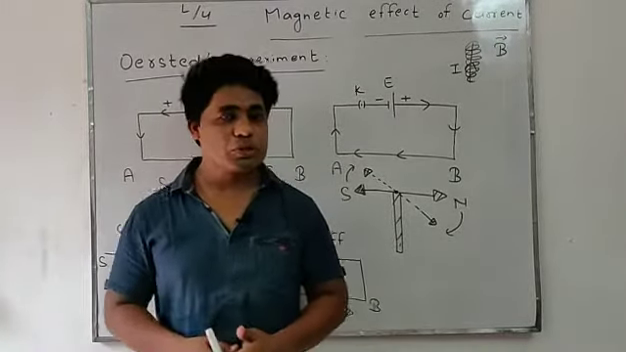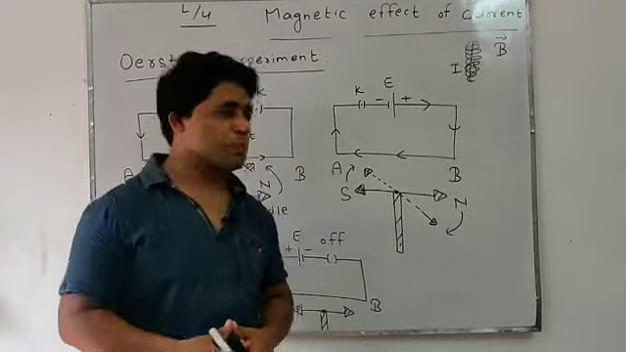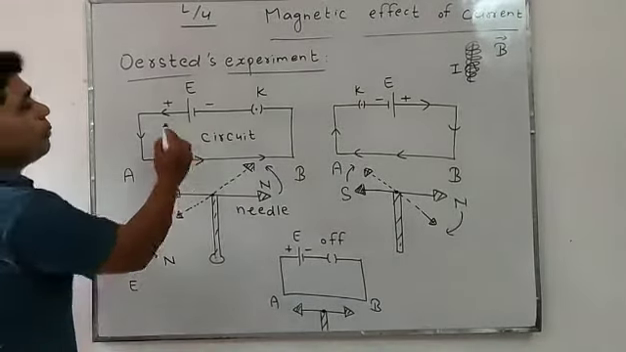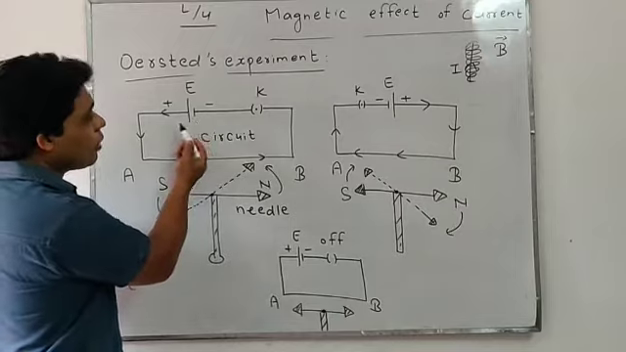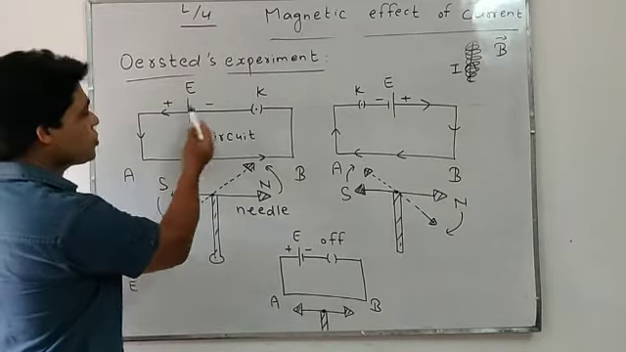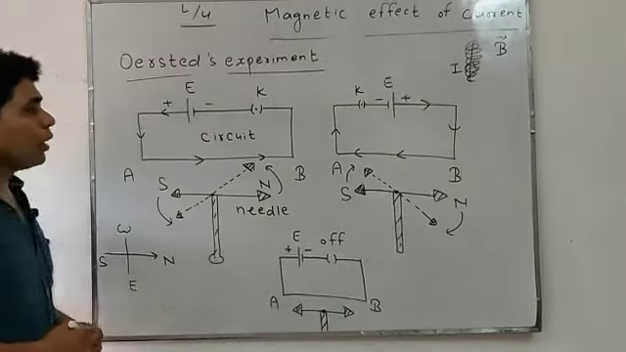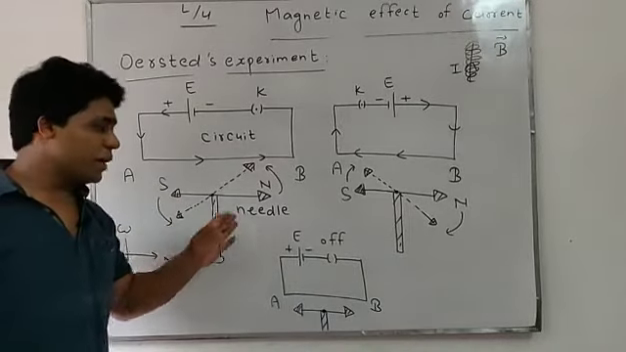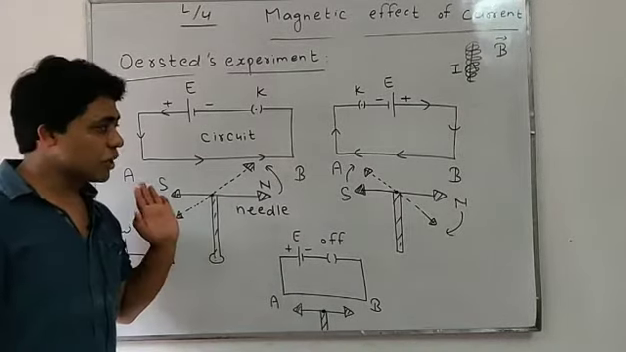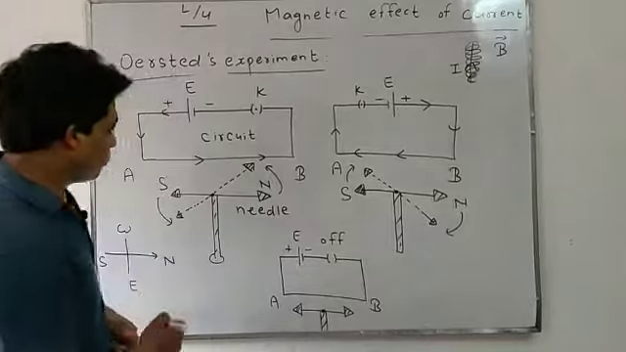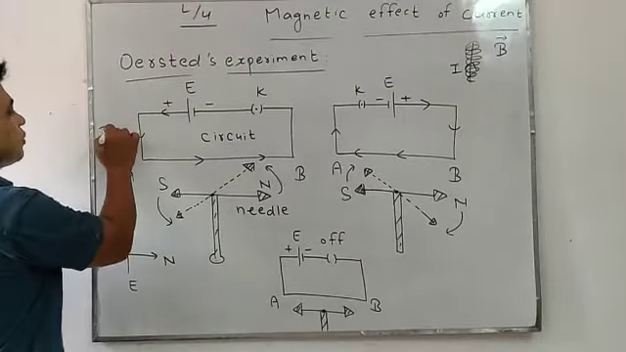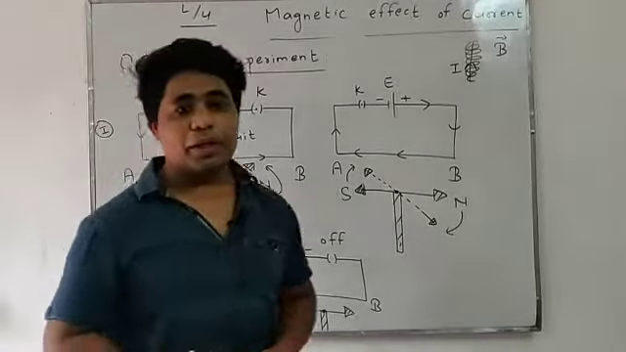So let's start the experiment, students. Look students, we'll start the Oersted experiment. He made a circuit in which he connected a cell, a switch, and a conductor wire, and he put a magnetic needle just below the circuit. Now students, this is the first condition he used in his experiment.